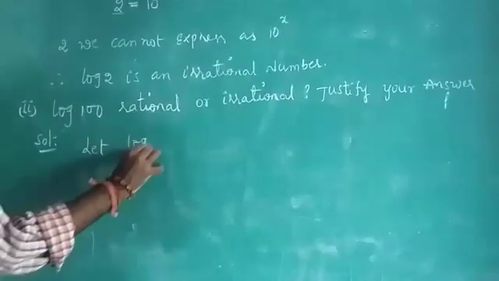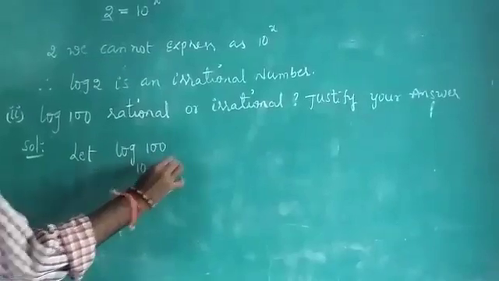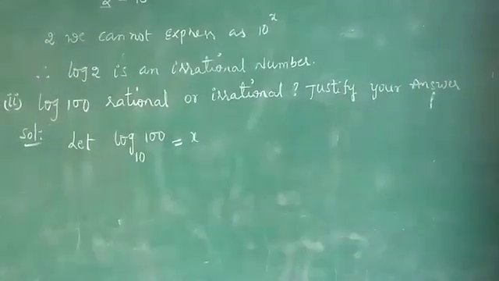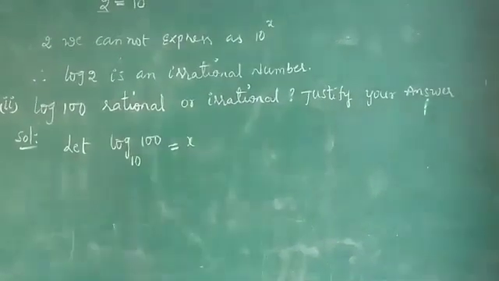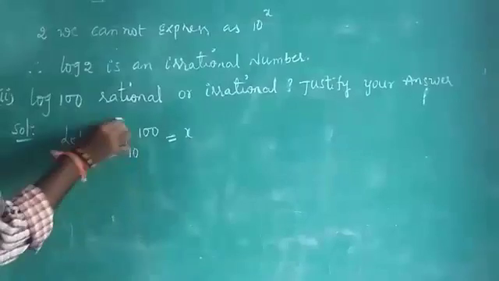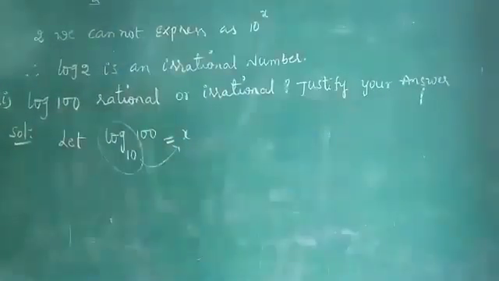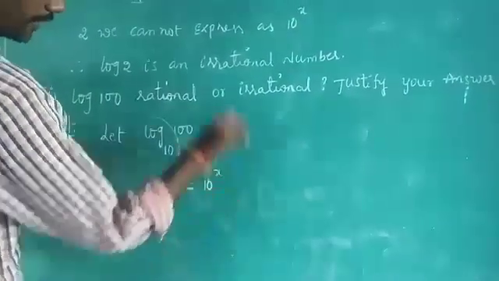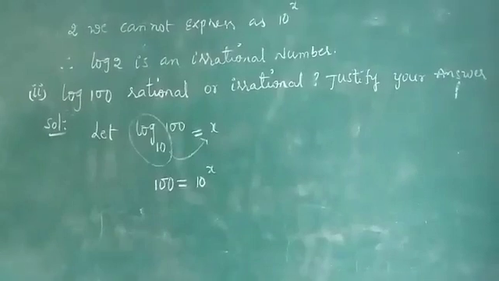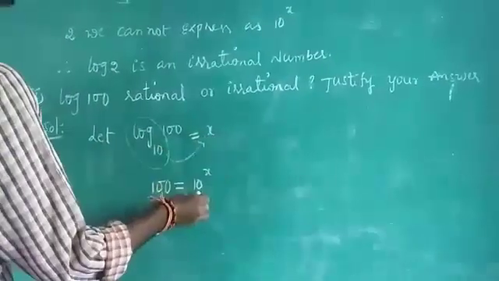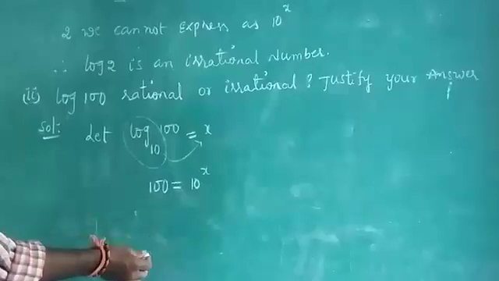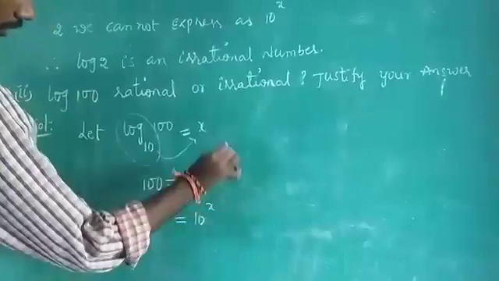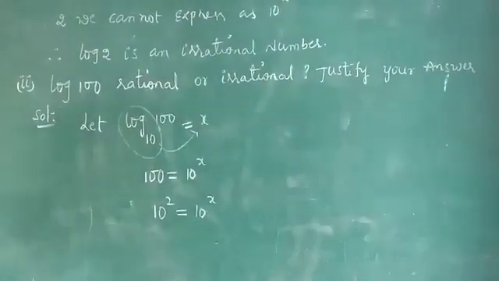Let log 100 to base 10 be x. I told you if the base is not there, you need to take it as 10. That value we don't know, that's why I am taking it as x. Is it clear? So this is your transposing according to the rule. So 100 is equal to 10 to the power of x. Then 100 you can write as 10 squared is equal to 10 to the power of x. We know that. What is the x value now?